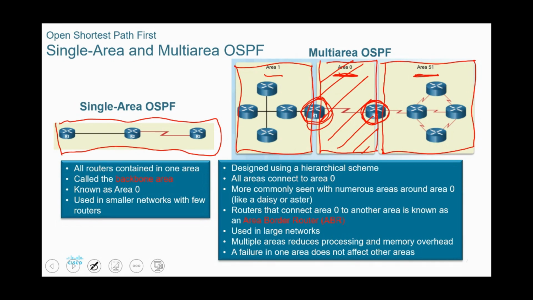It is used in large networks, and multiple areas reduce the processing and memory overhead. Because of that, if this router fails or breaks down in one area, it does not affect the other areas, area 0 and area 1. It only affects the area 51. So that's a good thing about multi-area OSPF.